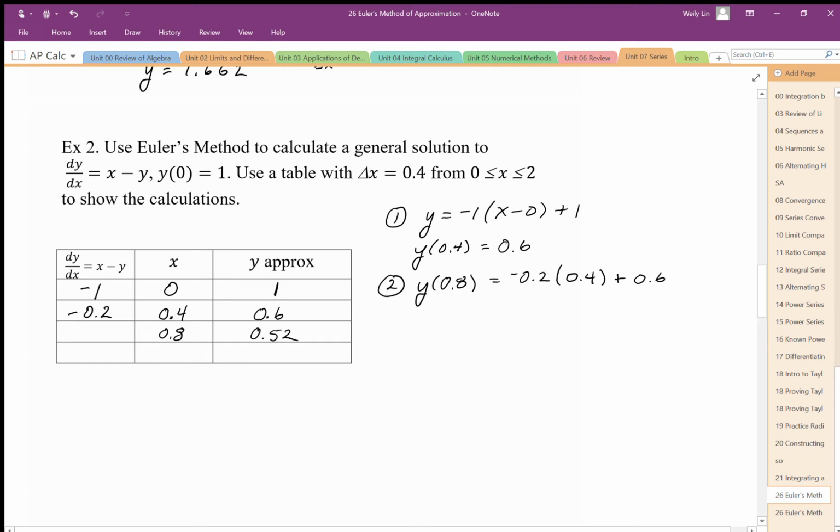Okay, so there's my second approximation point. Now I repeat the process again, using this approximation point. So y of 0.8 is equal to 0.52. I'm going to use this x and y coordinate in my derivative to calculate a new slope. So 0.8 minus 0.52.